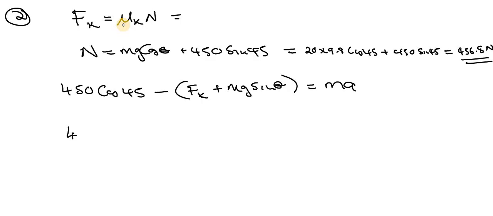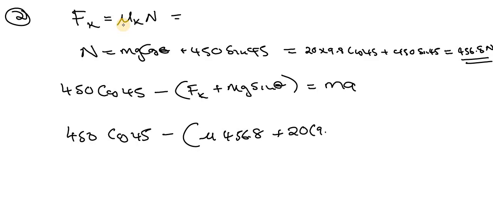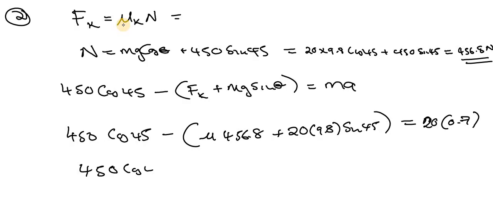Then we're saying we have 450 cos 45, then minus the force of friction, which is mu times the 456.8, then plus the mg, which is 20 times 9.8, and sine 45 again. This should give us mass is 20, and the acceleration is 0.7. That's what we have. So here we can just express this as a function in terms of mu.